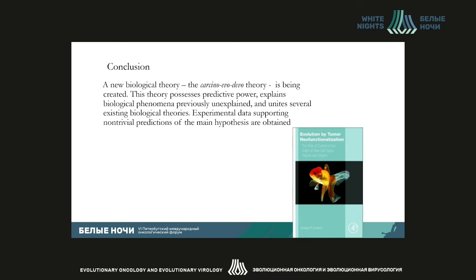What kind of conclusion can be made? The conclusion is that we created a new biological theory that we called carcino-evo-devo. It puts together all three types of evolutionary development. It explains phenomena that couldn't be explained previously. It comprises different biological theories and is proved by experimental data.